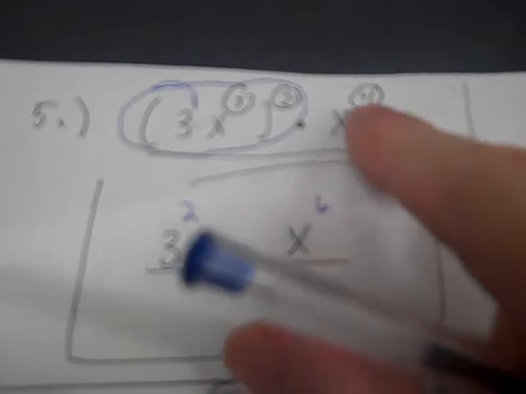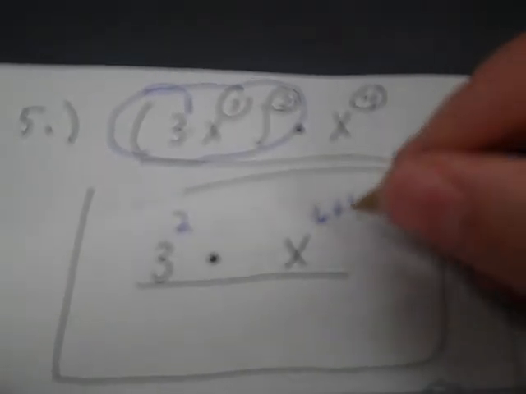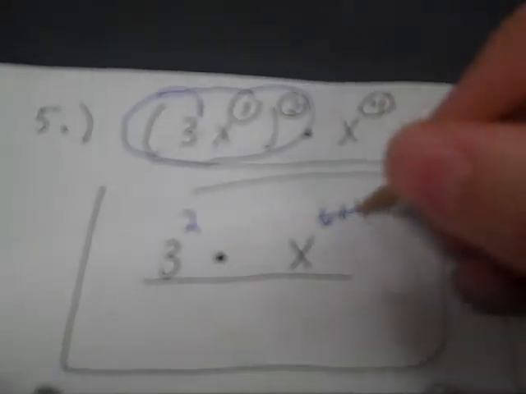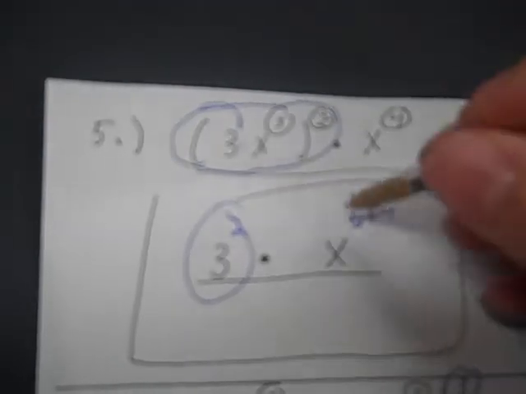If it's also on top, we need to add. And this x is to the 4th. Now, I didn't put that in a circle, so I can just copy down a 4 here. I don't need to multiply 4 by anything. 6 plus 4 is 10. So our two factors are 3 to the 2nd power and x to the 10th power.